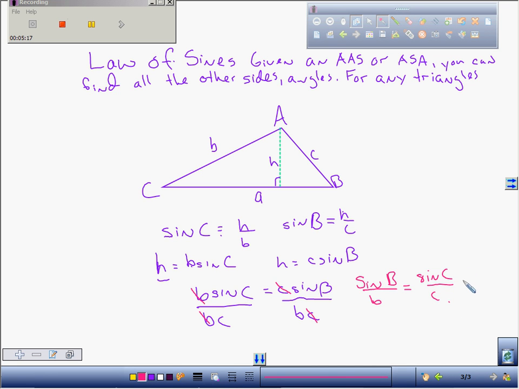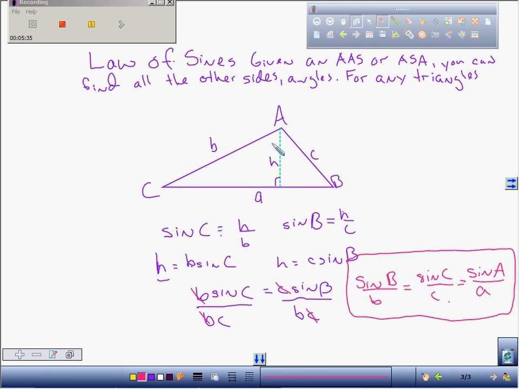of B over b equals sine of C over c. And if I drew this where I did the height going the other way, I could also show that that would be equal to sine of A over a. And that is called the law of sines. What it says is that for any triangle, the sine of one angle over its opposite side is equal to the sine of another angle over its opposite side, which is equal to the sine of a third angle over its opposite side.